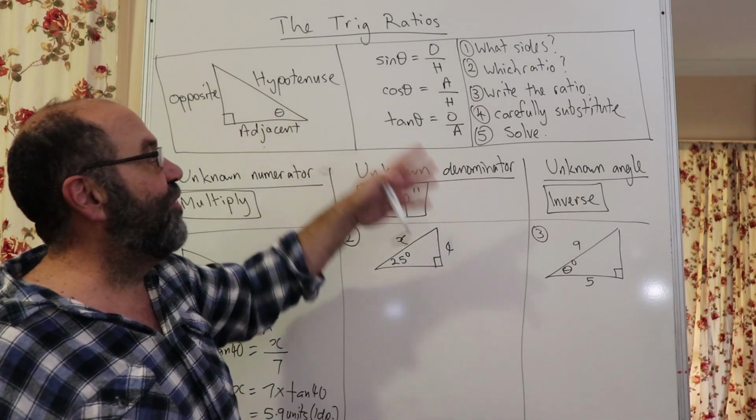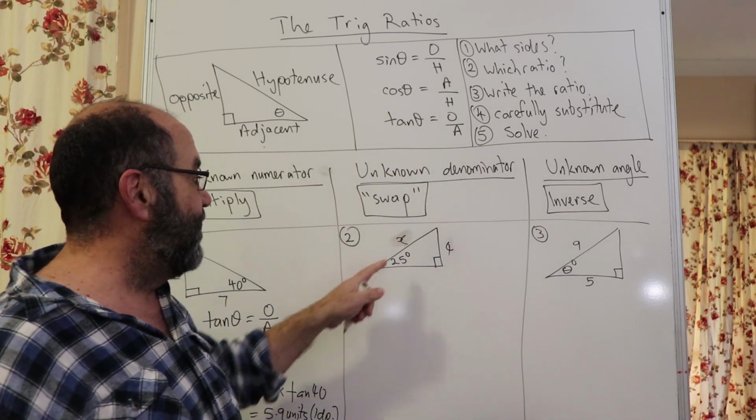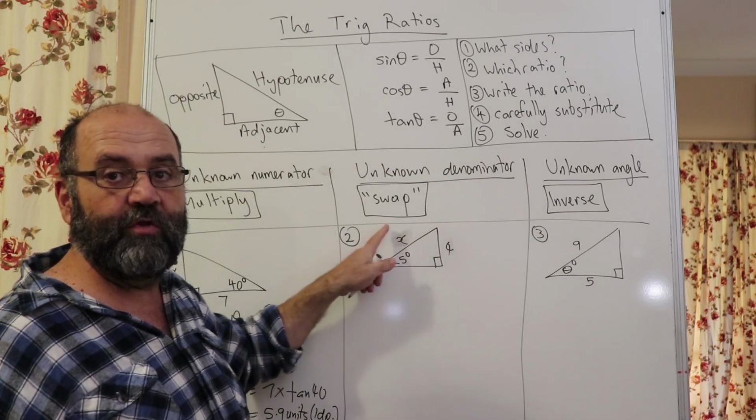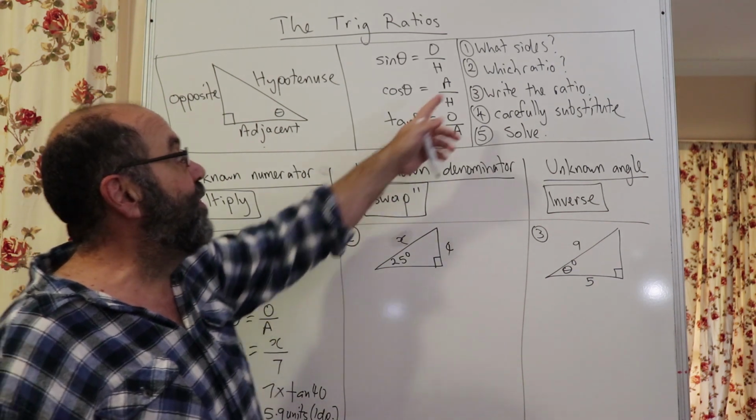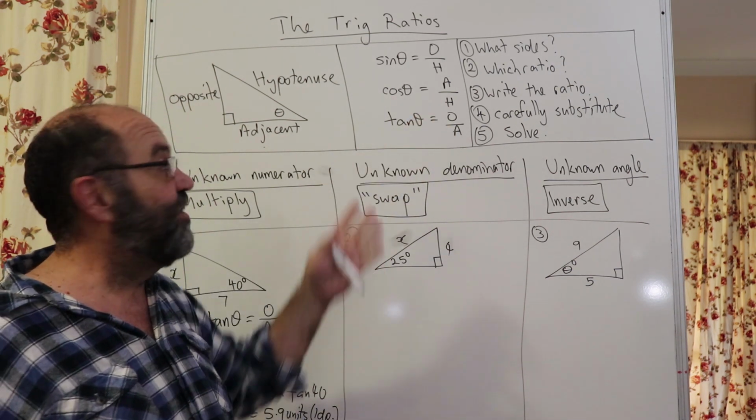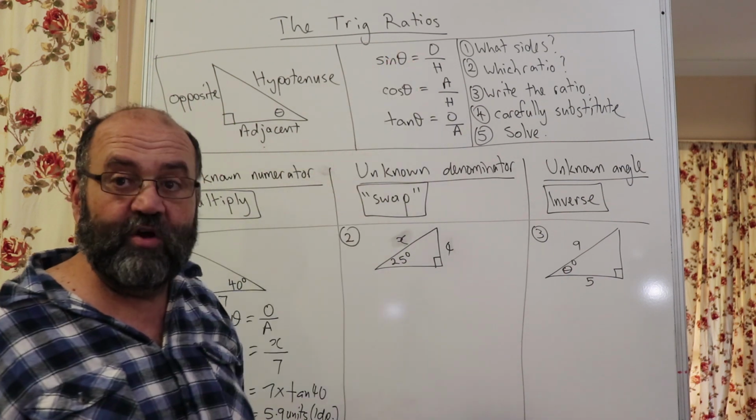So I go through my five steps. What sides are involved? Well, I've got the opposite and I've got the hypotenuse. Okay. Which ratio uses those sides? Well, opposite and hypotenuse is going to be the sine ratio.